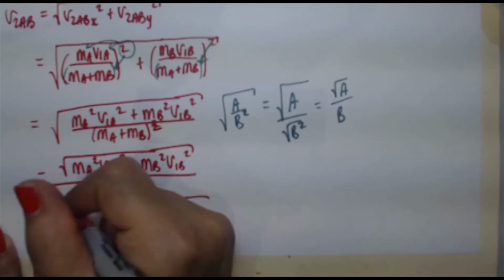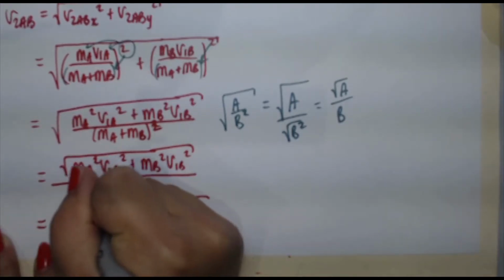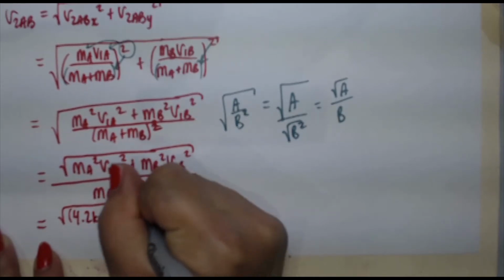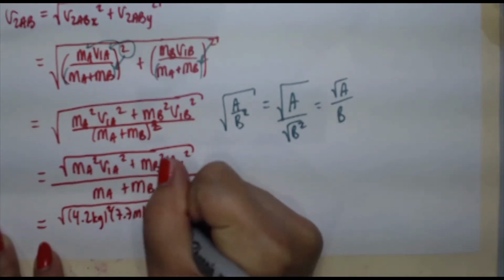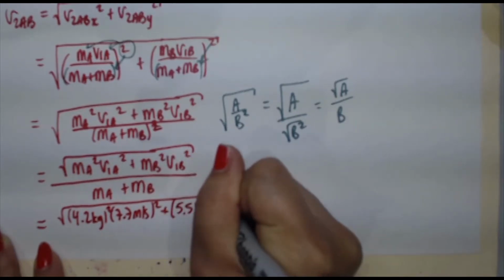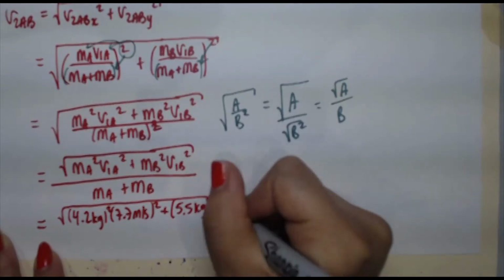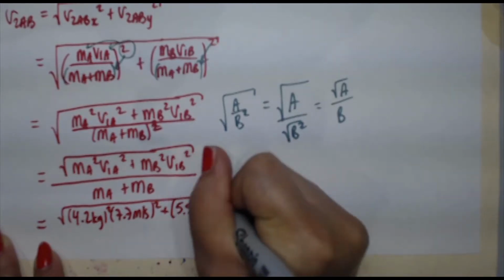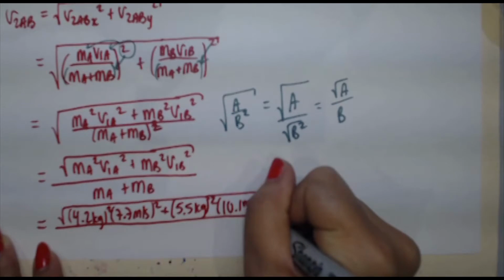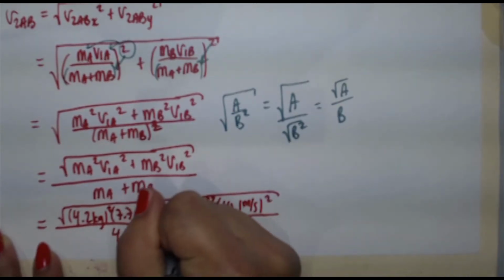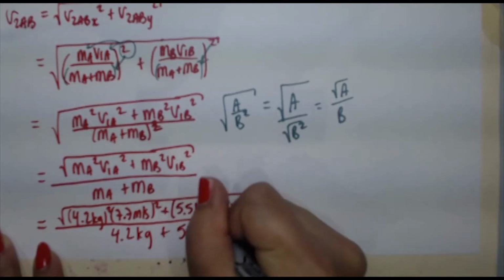So MA is 4.2 kilograms. Remember, that has to be squared. V1A, 7.7 meters per second, squared, plus MB, 5.5 kilograms, squared, times V1B, 10.1 meters per second, squared. And all of that gets divided by 4.2 kilograms plus 5.5 kilograms.